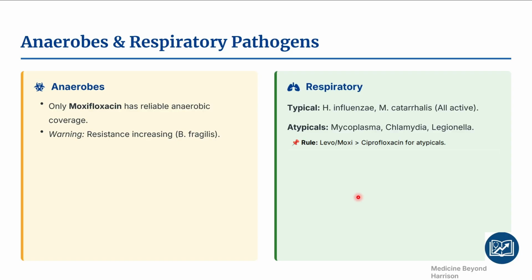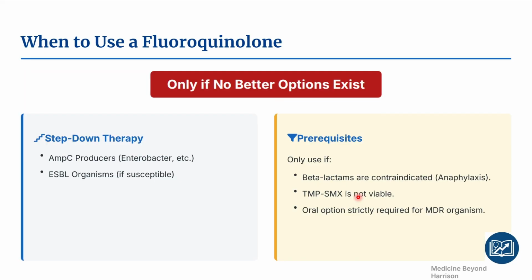Warning, resistance is increasing against Bacteroides fragilis. Respiratory fluoroquinolones can cover H. influenzae and Moraxella. Atypicals such as Mycoplasma, Chlamydia, and Legionella can also be covered. Levofloxacin or moxifloxacin are better than ciprofloxacin for atypical organisms. Again, there are better drugs because of the adverse effects and side effects of this group of drugs. Nowadays, other groups of drugs are preferred compared to fluoroquinolones.